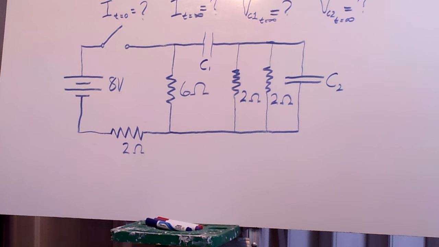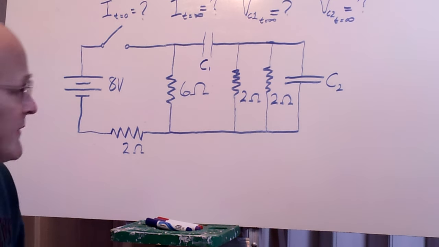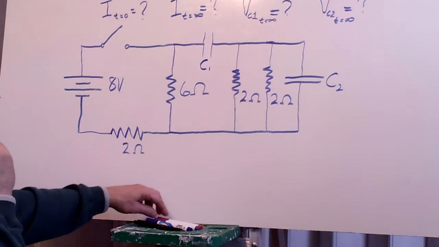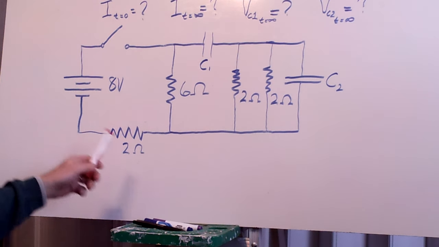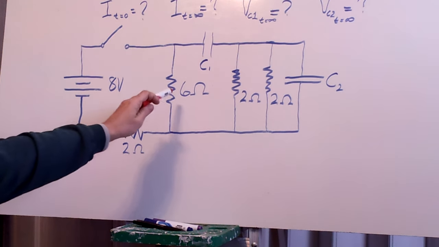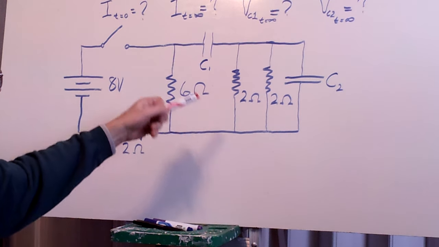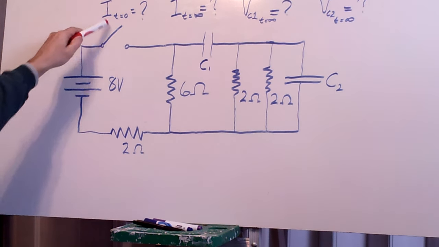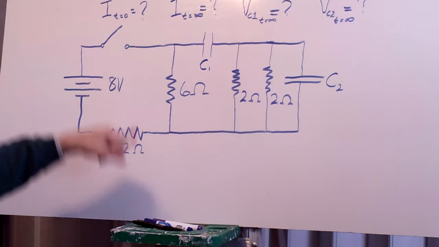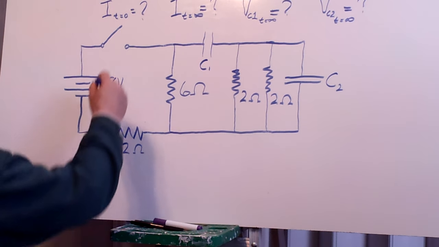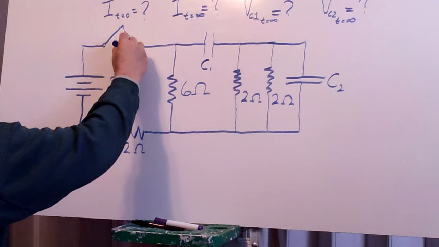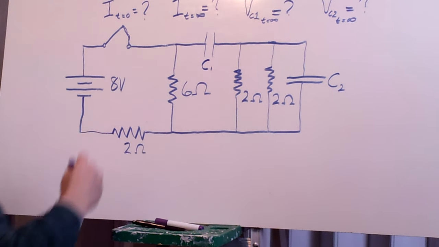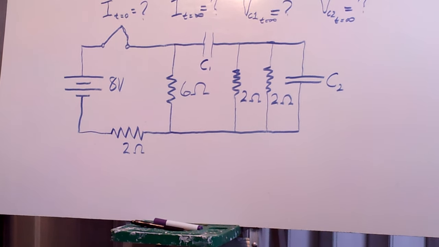Okay, what I have here is an RC circuit problem hooked up to a DC battery. We'll have 8 volts, a 2 ohm resistor here, 6 ohms, 2 ohms, and 2 ohms, and then a couple of undefined capacitors. The question for this example problem is, what is the current through the circuit right after we close the switch? So we're going to close our switch and start to charge up our capacitors. We'll go ahead and make that connection.